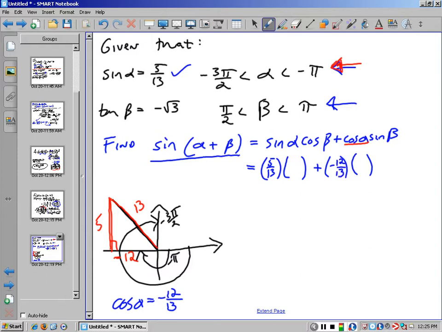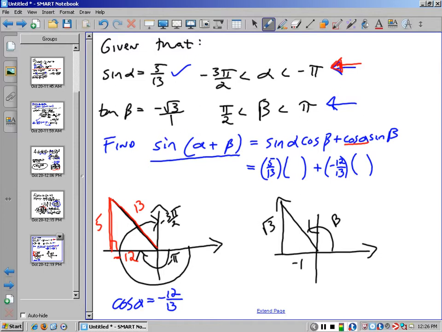So I'm halfway done. I just got to figure out everything I need to know about beta. Beta is a little bit easier because it's a special angle. You recognize beta, root 3, special angle. Let's draw it. What quadrant's it in? 2, right? That one says it's between pi over 2 and pi. That's quadrant 2. So this is beta. The tangent is negative root 3. If I'm drawing a picture, I can make it a fraction. I got to tack on the negative to the 1, right? If I do tangent, y over x, root 3 over negative 1, that's negative root 3.